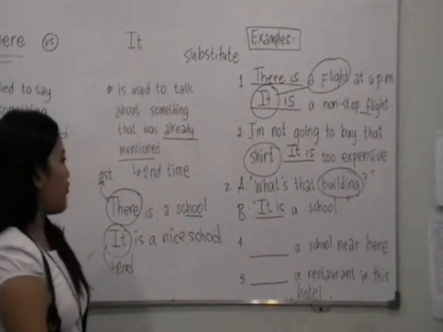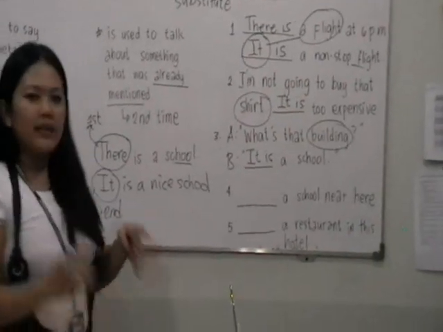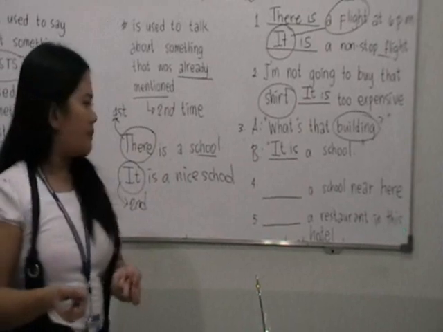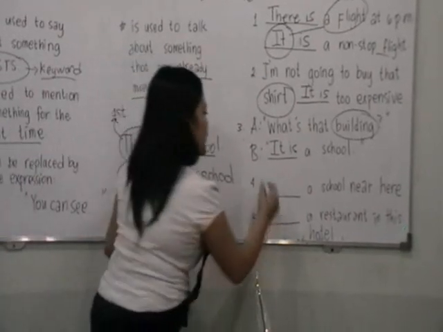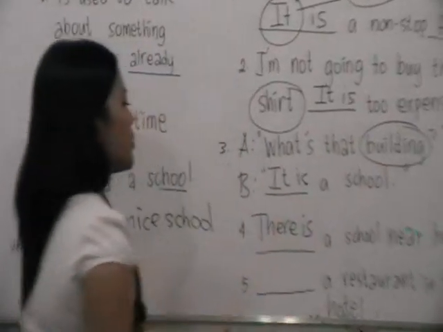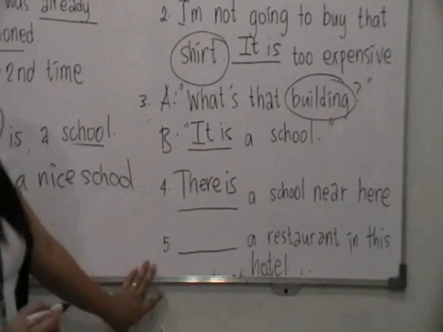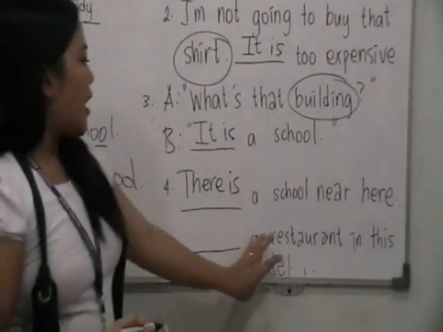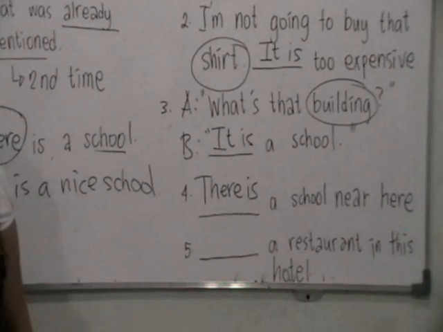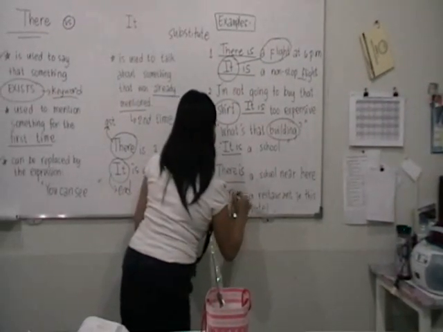Okay, going on to number 4. Blank a school near here. Is it first time or second time? I think it's first time. So you say, there is a school near here. Lastly, number 5. Blank a restaurant in this hotel. It's also the first time. So we use there is.